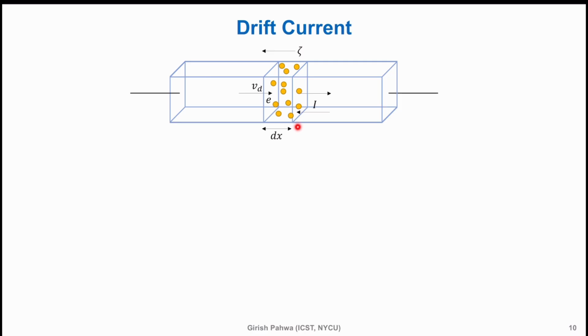So free electron density, right? Number density times minus q gives you the charge density. Now you need to multiply this charge density with the volume to get the total charge. What is the volume? Area times dx. So minus q times n times A times dx is the amount of charge which is inside this small volume.